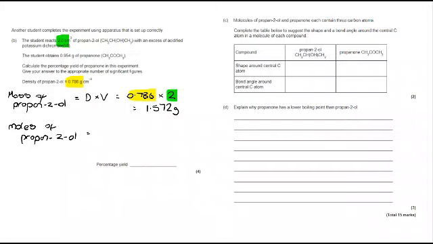If I've got the mass of propan-2-ol, I can work out the moles of propan-2-ol using m over Mr. Now, we've not been provided with atomic masses or molecular masses, but you have a periodic table. You can work them out. So we're going to take our mass, 1.572, and divide by the Mr of propan-2-ol, which is 60. Once we've done that, we get to 0.0262 moles.